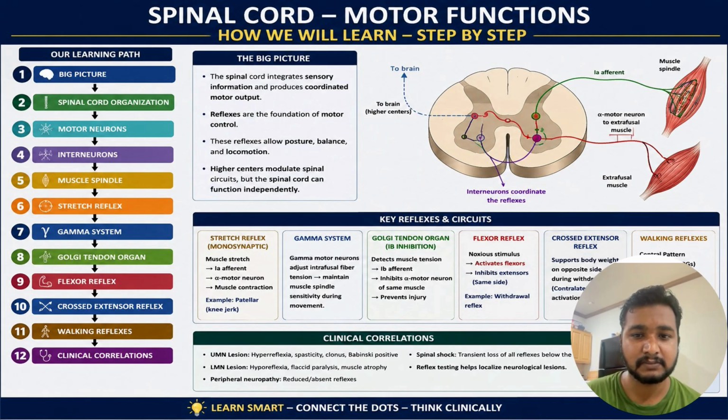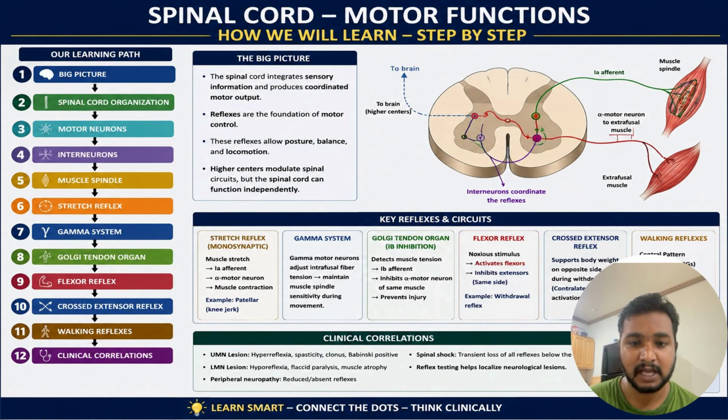Look at the diagram on the right. This single picture summarizes what we'll learn throughout this chapter. The brain sends descending motor commands to the spinal cord. At the same time, sensory receptors in the muscles, such as the muscle spindle, continuously send information back to the spinal cord. Inside the spinal cord, interneurons process this information and communicate with motor neurons, which finally activate the muscles to produce smooth, coordinated movement. So, the spinal cord is not just a cable connecting the brain to the body, it is an intelligent processing center that can generate reflexes, coordinate movement, maintain posture, and even produce walking patterns without waiting for instructions from the brain. Let's begin with the big picture and discover how the spinal cord controls movement, step by step.